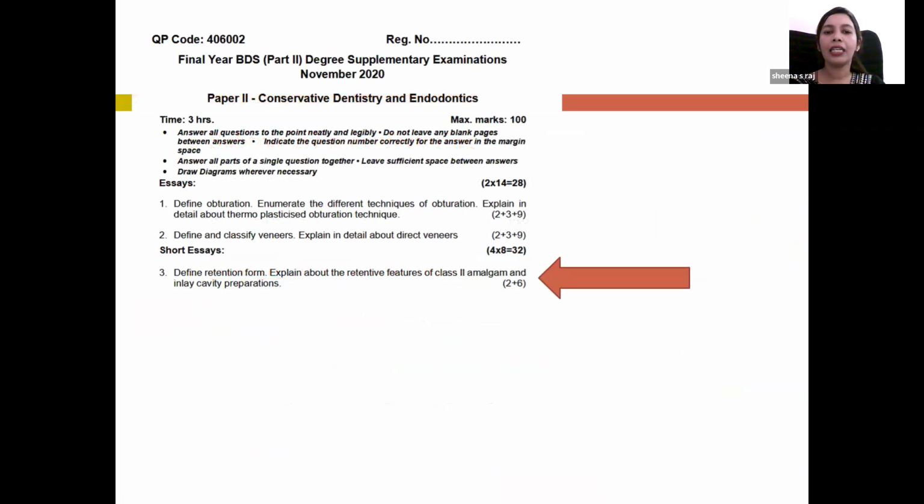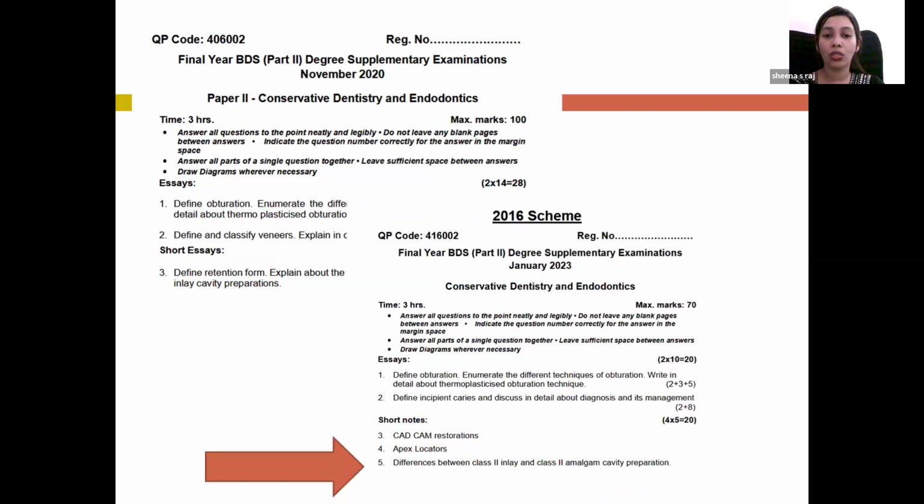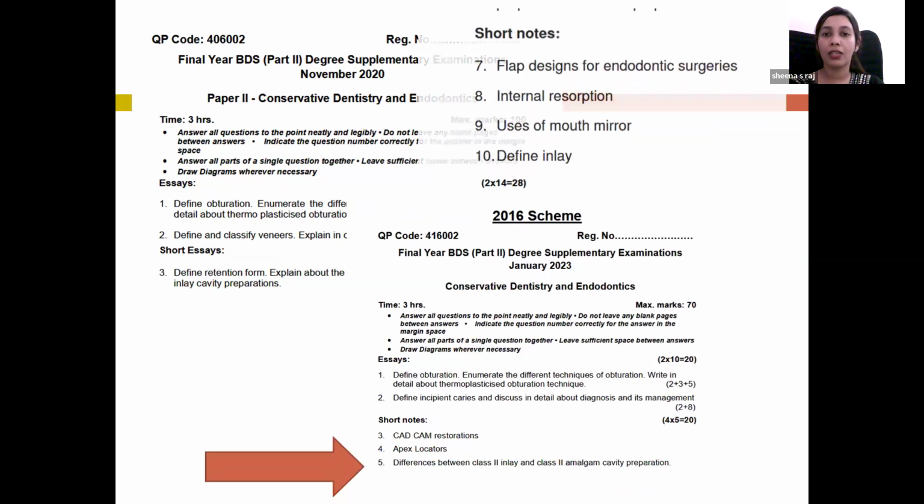Next, the retention features of amalgam we have already studied earlier. That's the class two and inlay cavity. I have given this because this question has been asked in both the essay and short essays. Please go through this. Different questions have been asked.